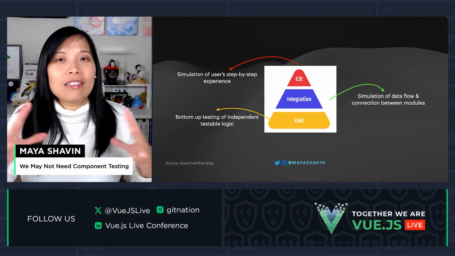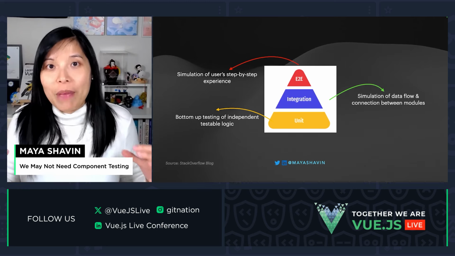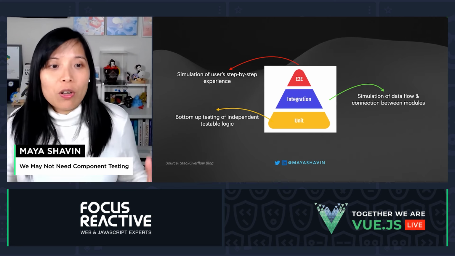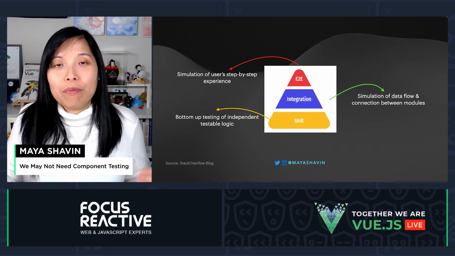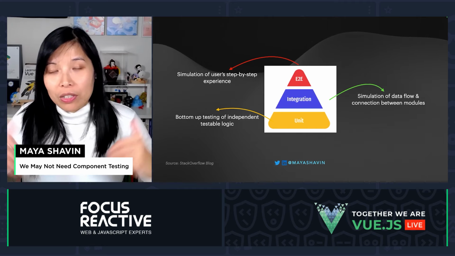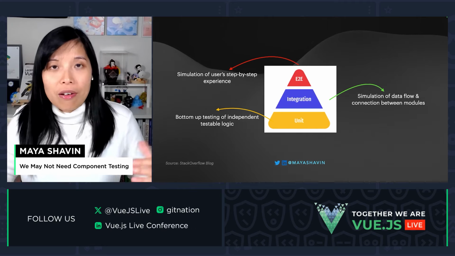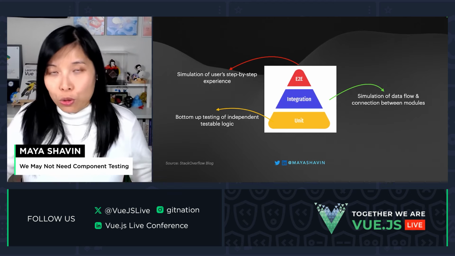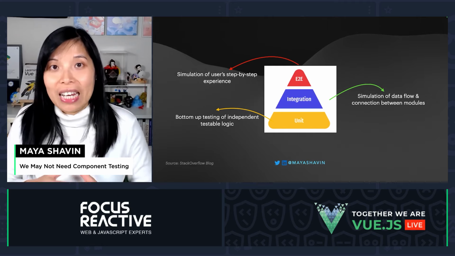Unit test is considered the ground base of all our application testing, which includes all the independent testable logic that makes up our system, our applications. And then integration test is to test the data flow between different testable logic modules when you connect them together, to make sure that nothing breaks in the middle.